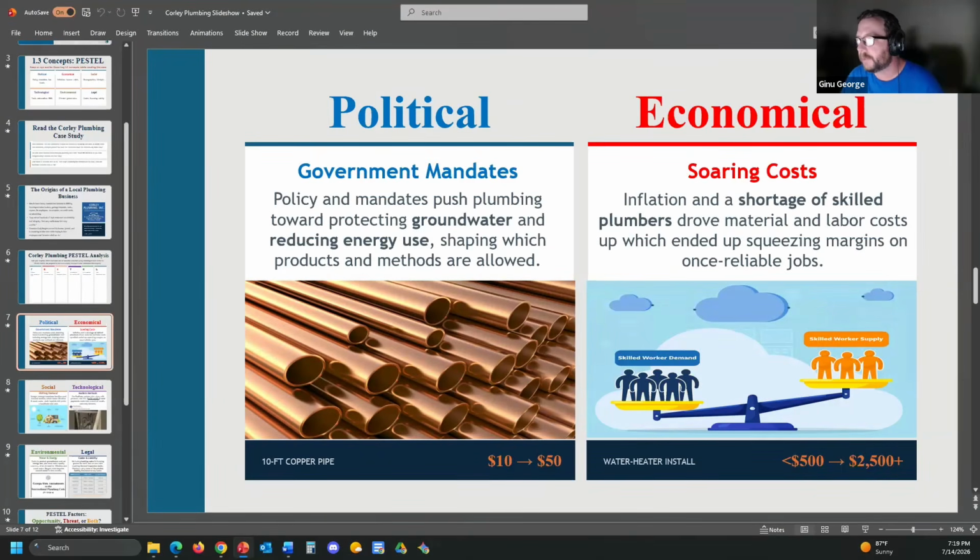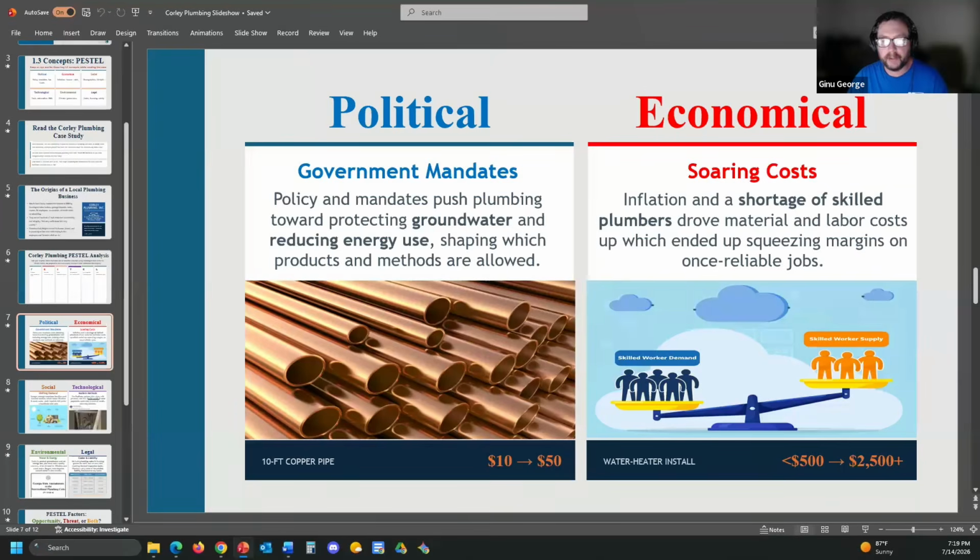Let's look at Corley Plumbing from this Pestel vision. Let's start with political, obviously. Government policies and environmental mandates have pushed the plumbing industry toward groundwater protection and energy conservation. That changed what fixtures and methods were legally allowed to be installed by plumbers. That forces local plumbers like the Corleys to constantly retrain and adapt. I'm sure you're all terribly familiar with the ins and outs of plumbing, but there are certain pipes that you cannot use anymore, right? That's politically motivated.